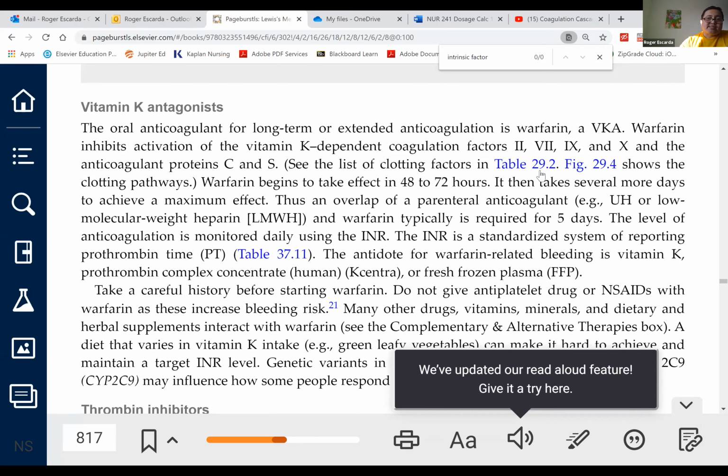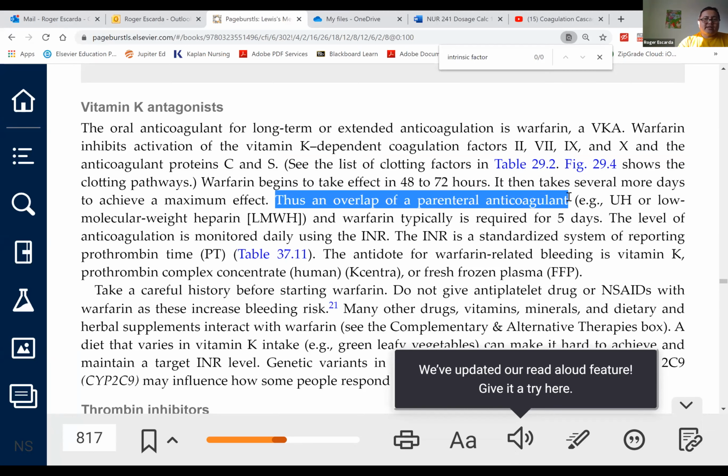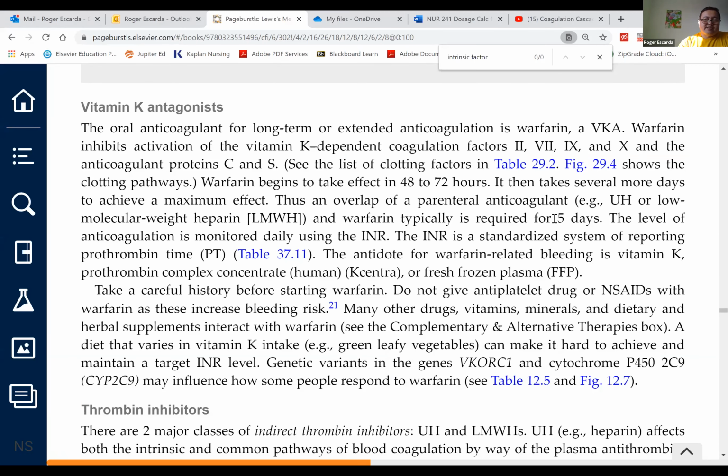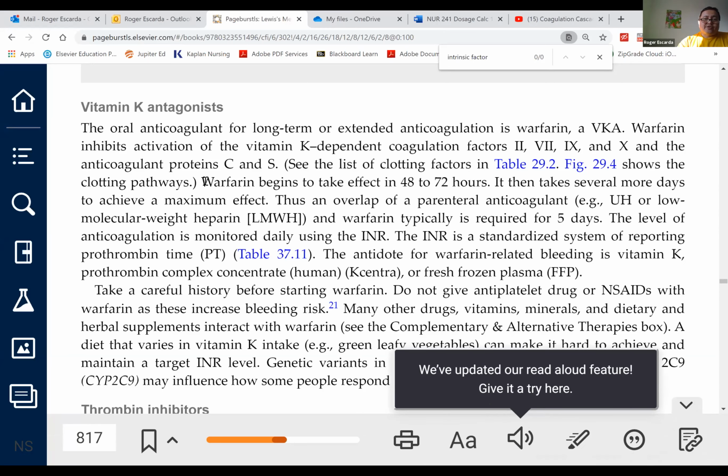So that's why it says here, there is an overlap, meaning the patient will be on 2 anticoagulants for about 5 days. So for 5 days, the patient would be on heparin and warfarin at the same time, because it says here warfarin doesn't take effect until 2 to 3 days because of this action right here. Clear so far? Yeah, I got it.